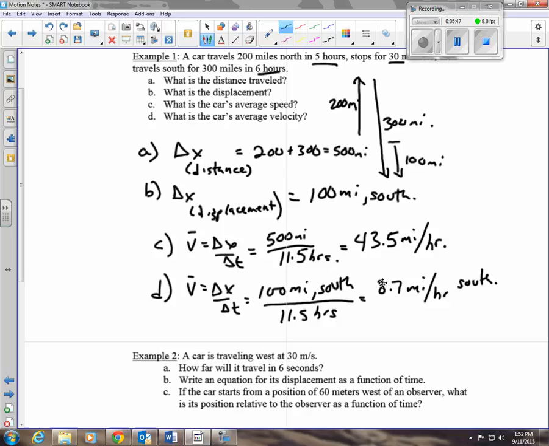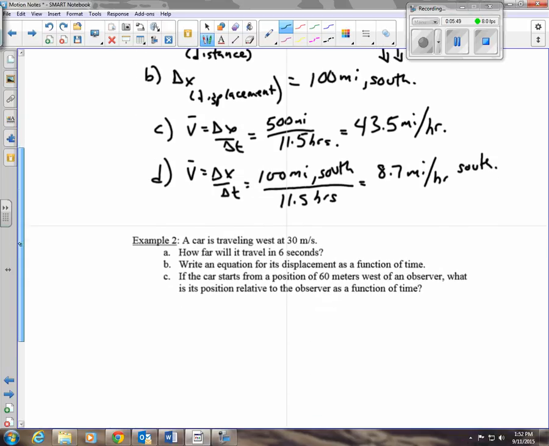Okay, my next question. A car is traveling west at 30 meters per second. Use that west there. I'm going to write down what I've been given. So I've been given that the velocity of it is minus 30 meters per second. I'm given a time of 6 seconds. And I'm asked to find the distance. Now you could have maybe done this one in your head, but as the problems get more complicated, it's a good idea to write down what you're given, write down what you're looking for.